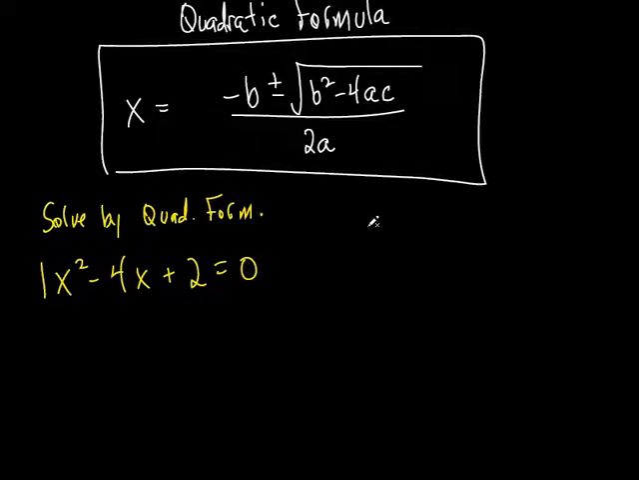You don't have to do this, but I like to do this sometimes. So what is the a? It's 1. I like to list the a, b, and c. All right? Sometimes that's helpful for students to do. What is the b?